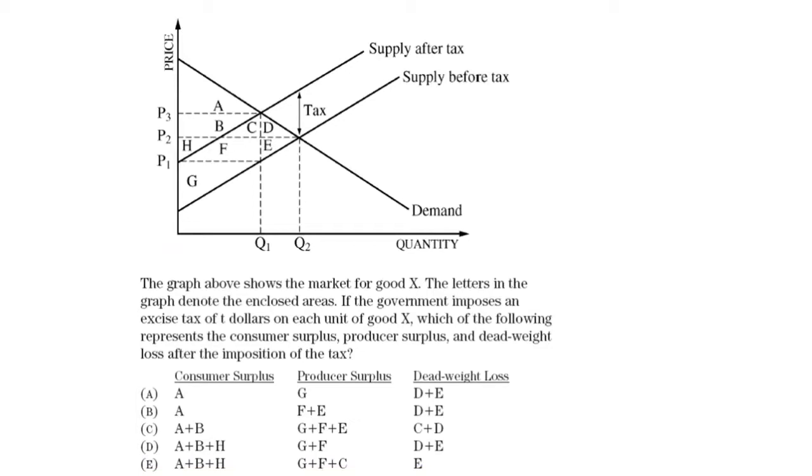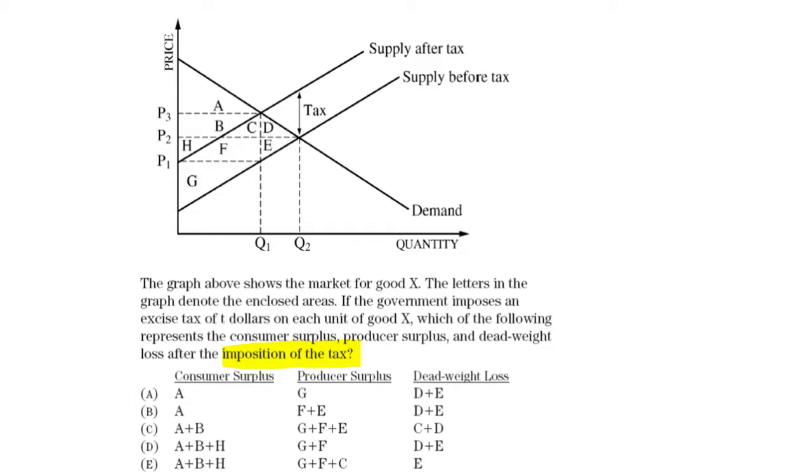So this first question shows a graph of the regular supply and demand and then an excise tax that was implemented. And basically this is asking us, where is consumer surplus, producer surplus, and deadweight loss after the imposition of the tax?